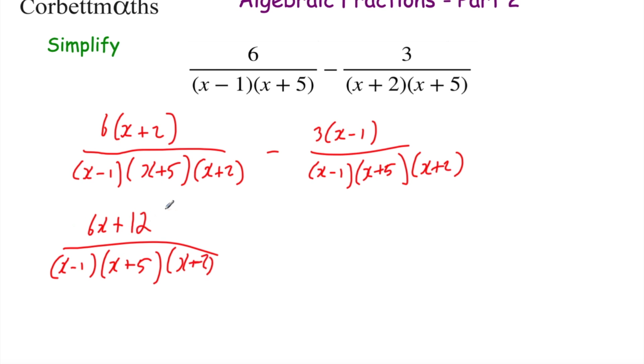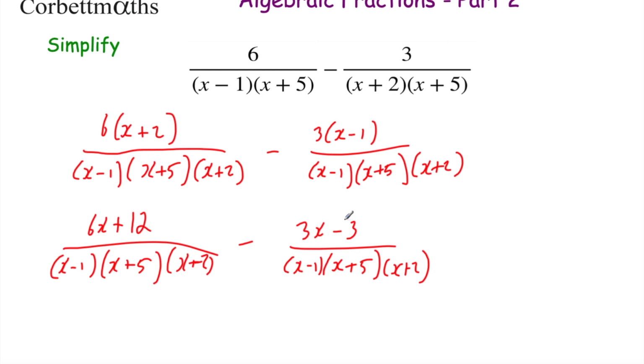So we've expanded the brackets there for our first fraction. Now we've got subtract, and now let's expand the bracket on our second fraction. So 3 times x would be 3x, and then 3 times minus 1 would be minus 3. And then that's still over x minus 1, x plus 5, and x plus 2. Okay, so we've now got our fractions with the same denominators, and we've expanded the brackets on the numerators.